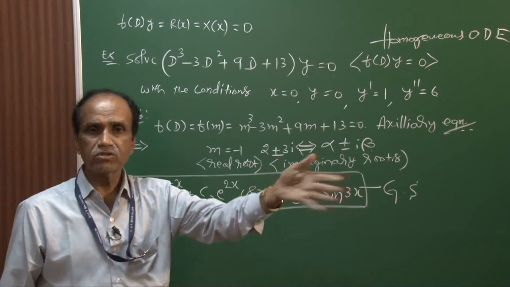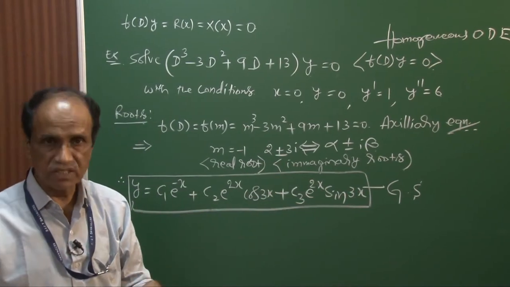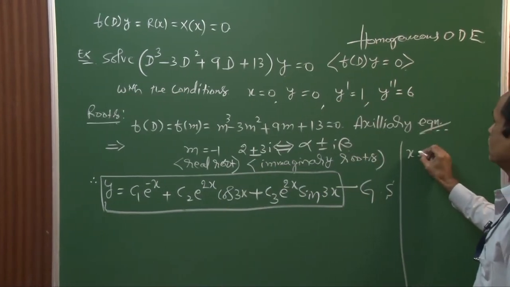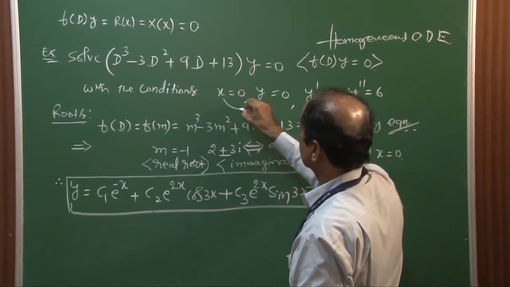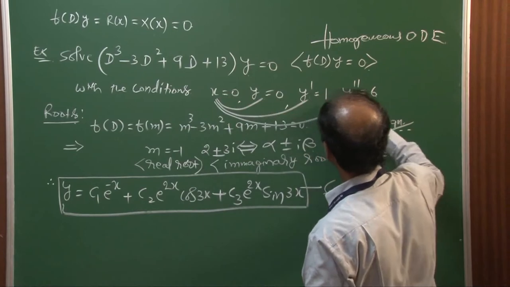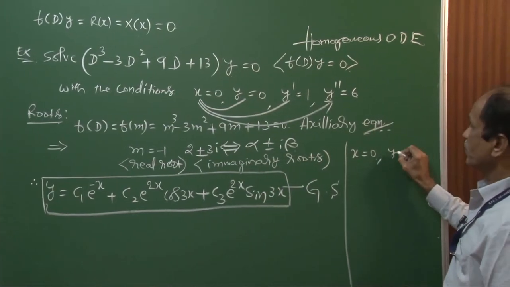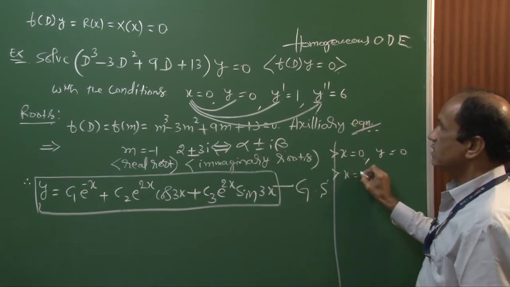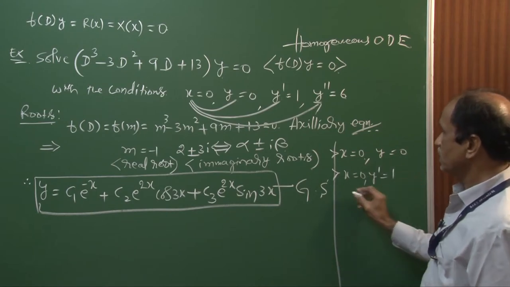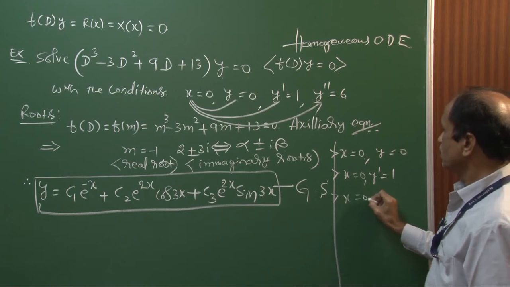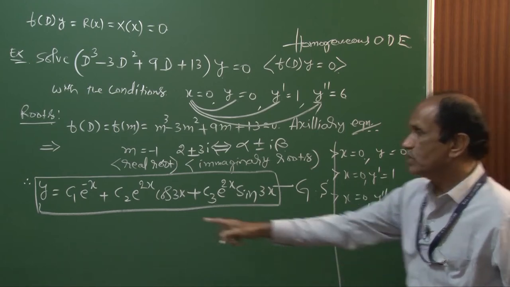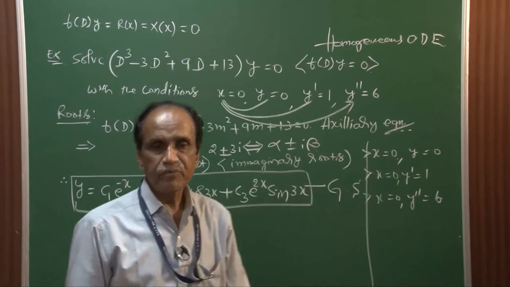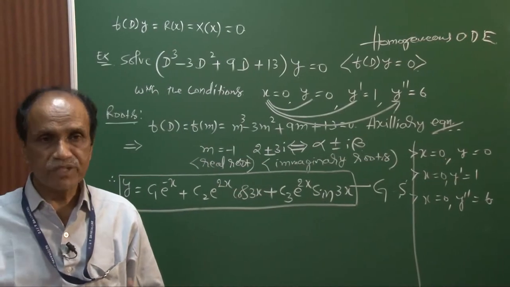C1, C2, C3, we do not know the values, but we have to calculate those values using these initial conditions. Now I shall make a set of these initial conditions. X equal to 0 is the independent variable. It is for y, for y dash, and for y double dash. That means x equal to 0, y equal to 0 is one set; next, x equal to 0, y dash equal to 1; and x equal to 0, y double dash equal to 6. Therefore, as there are three constants C1, C2, C3, you have to use three sets of initial conditions. In each set of substitution, you will get the particular value of a constant.